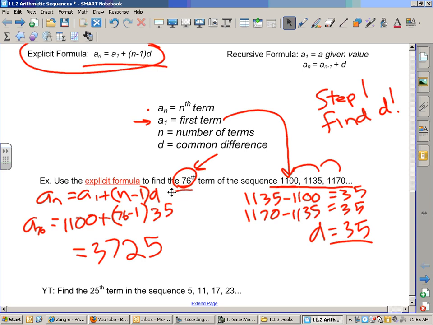If you complete this, remember tonight's homework is page 596, and you're doing 2 through 20 even.